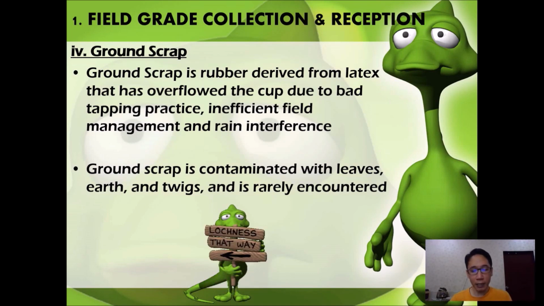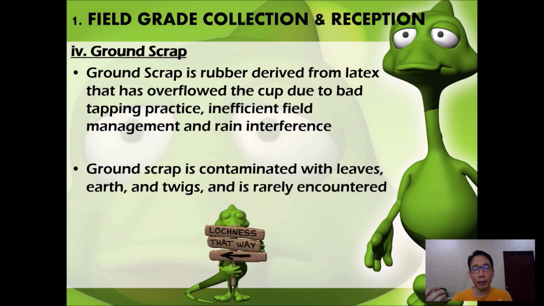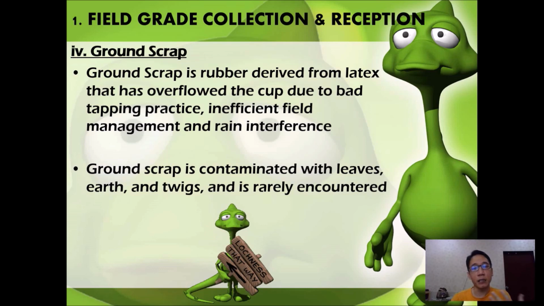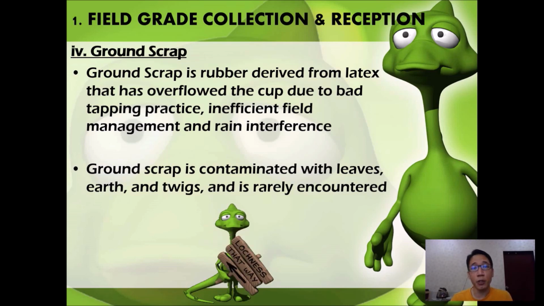Usually your cups are sufficient to collect all of your latex that flows from the tapping process. However, sometimes the latex produced is slightly more than the cups can collect, and it will drop to the ground. The second one is because of the rain interference, because the rain may drop in your cups and mix with your latex and cause the latex to overflow, and it will drop onto the ground.